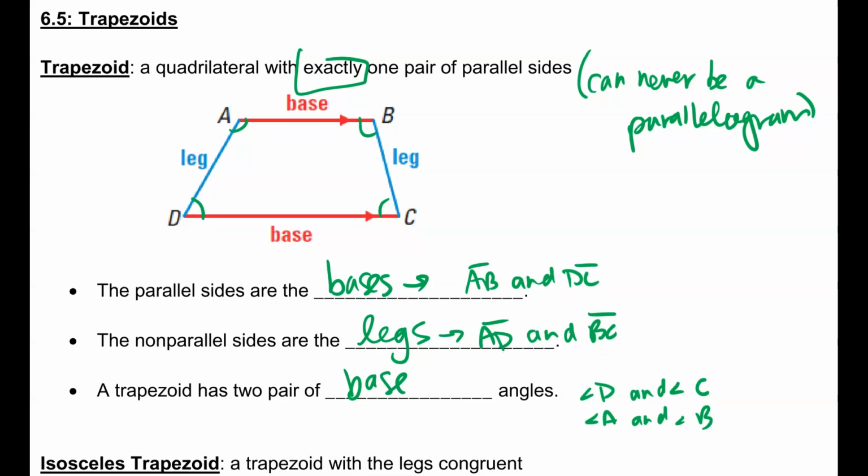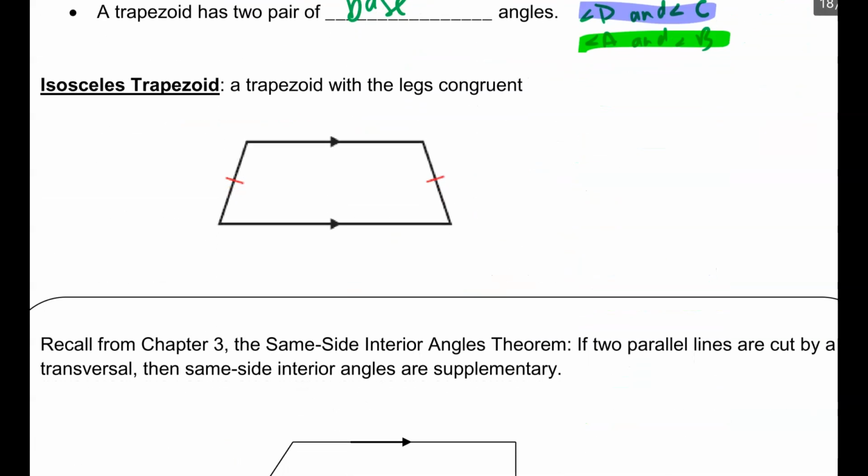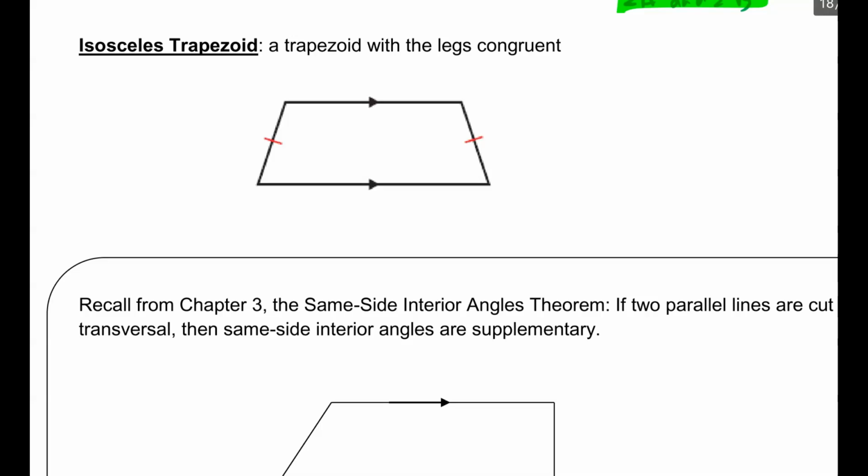All right, we have two pairs of base angles, right? We have the first pair of base angles and we have the second pair of base angles. Now, I just said that they're base angles. I didn't say anything about them being congruent. Now, a specific type of trapezoid is an isosceles trapezoid.